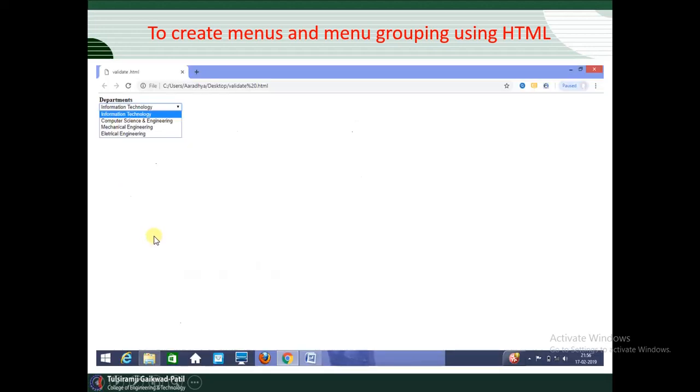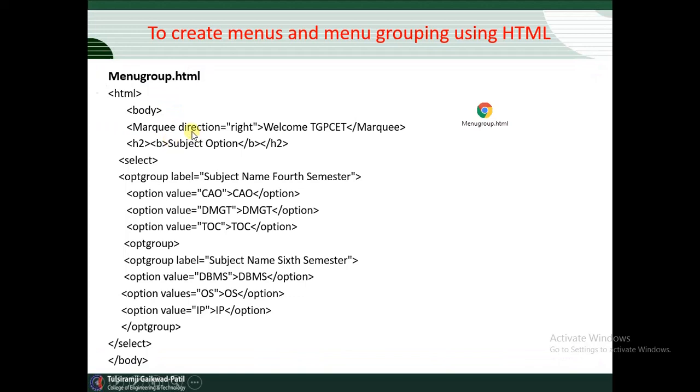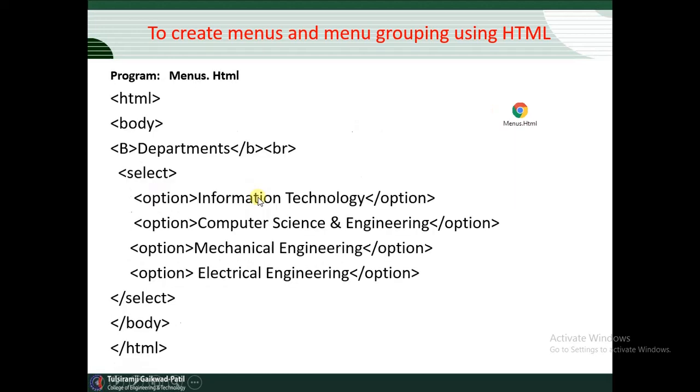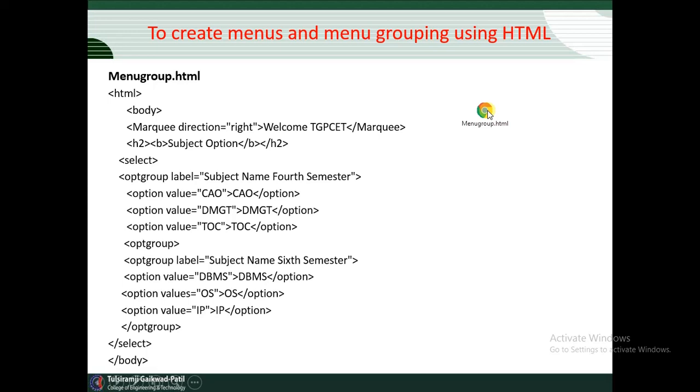Now it shows the output for the first, how we create the OPT groups. Here you may observe the departments: information technology, computer science and engineering, mechanical and electrical. These 4 departments we have created. Here you may observe it is a menu grouping; it shows the menu groupings, while the earlier one shows a simple menu. So these 2 types we have discussed. Now we are going to execute the menu practical and how we group the menus. First we create the menus, so now we are going to execute the practicals.